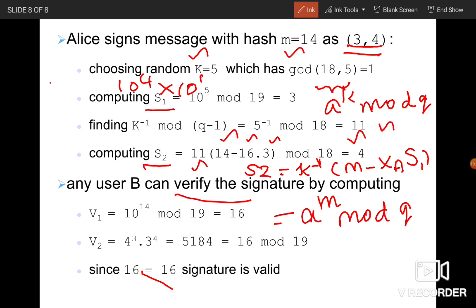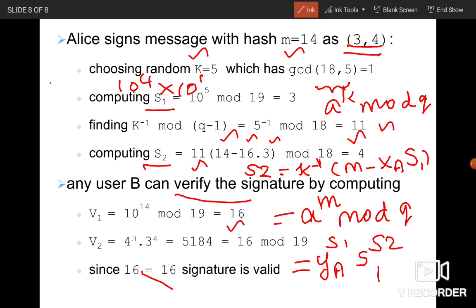Okay, again you can use modular arithmetic. We can divide the problem into 10 power 4, 10 power 4, 10 power 4, and 10 power 2. So anyway you can split the problem into sub-problems and combine the solutions. So we will get the answer as 16. The formula for V2 is Ya power s1, s1 power s2 modulus q.